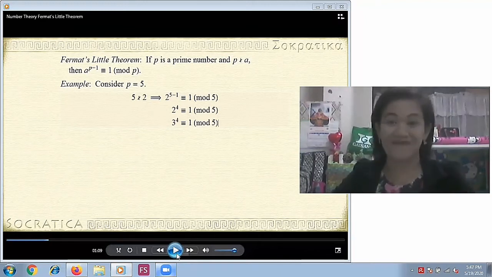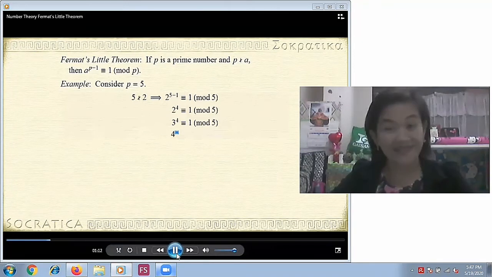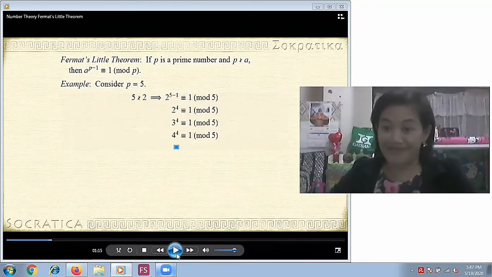Okay, how about if it is 4? 5 does not divide 4. So 4 raised to 4 is still congruent to 1 mod 5. How about the next number?